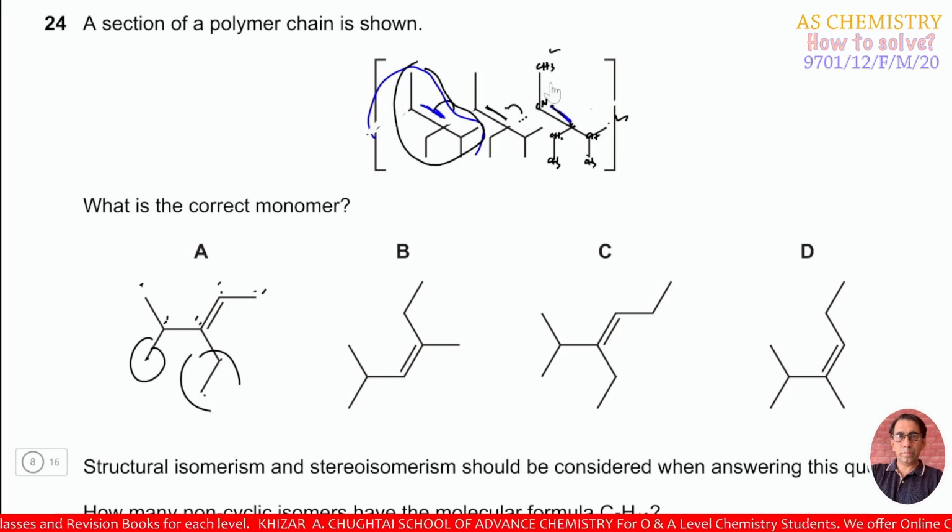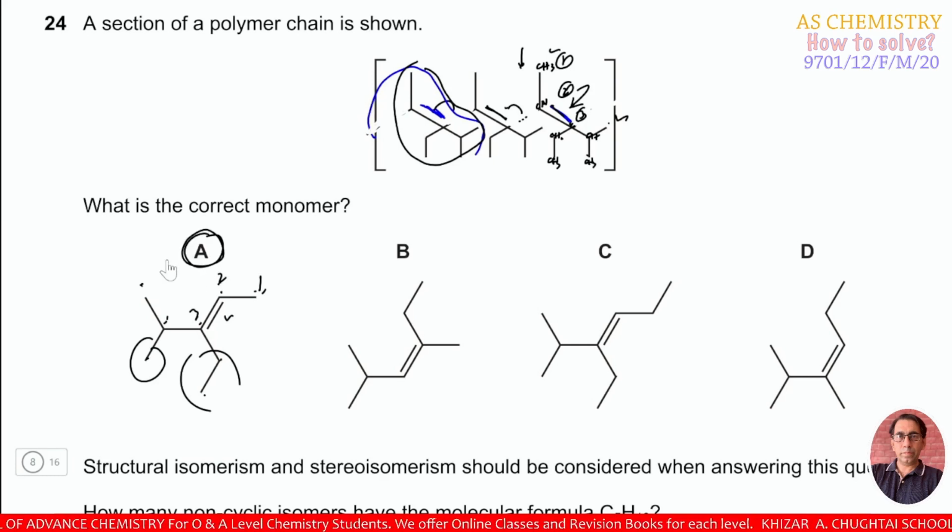And this double bond position is from this terminal. You can say it's carbon number 1, carbon number 2, carbon number 3. And the position of the double bond is equal to 2. Yes, A is the correct option. So in this way, you can confirm the actual monomer that was added up.